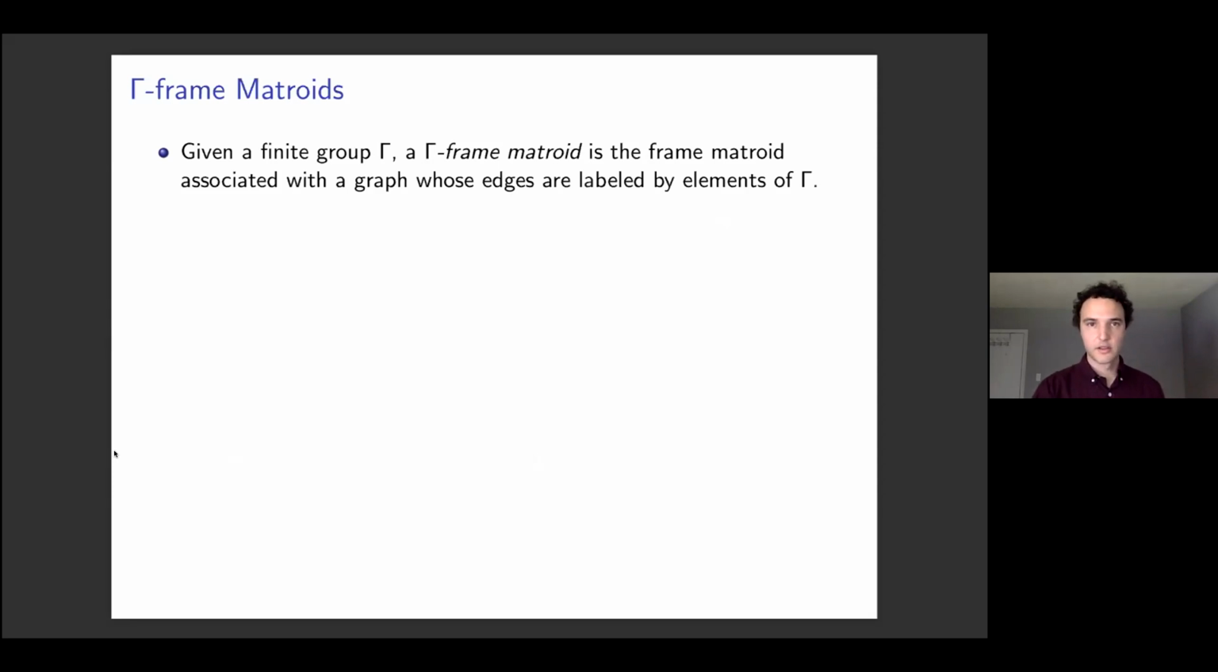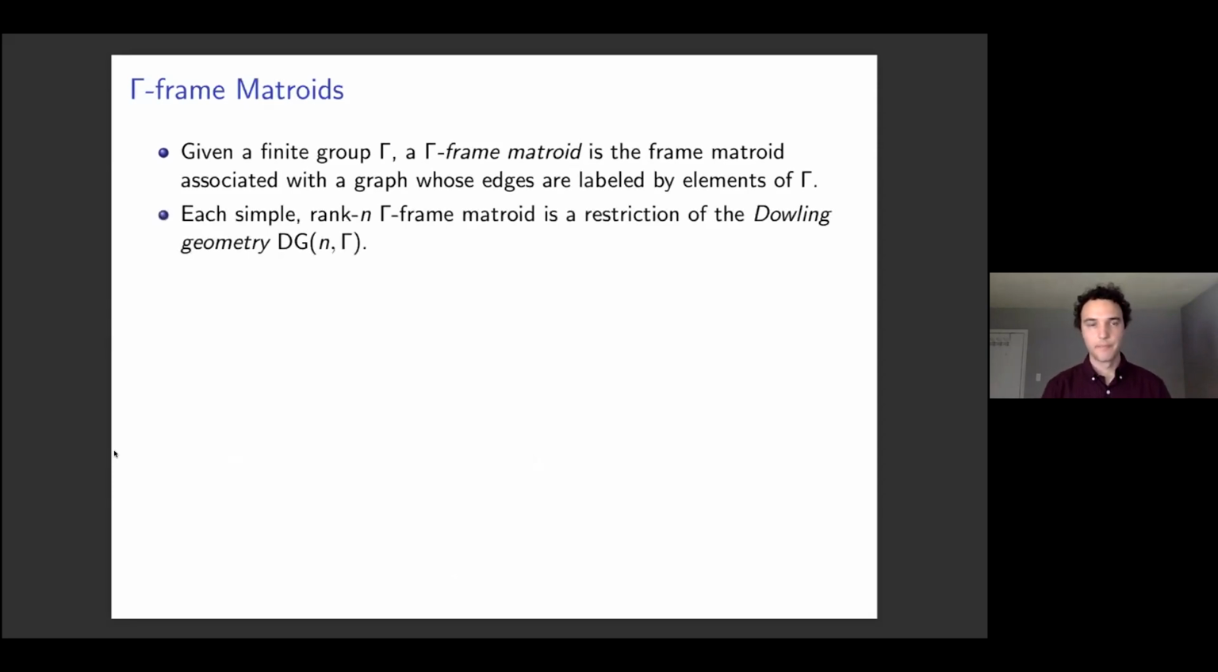And second, it turns out that each simple rank n gamma frame matroid is a restriction of a matroid called the Dowling geometry of rank n over the group gamma. So it's denoted DG(n, gamma).